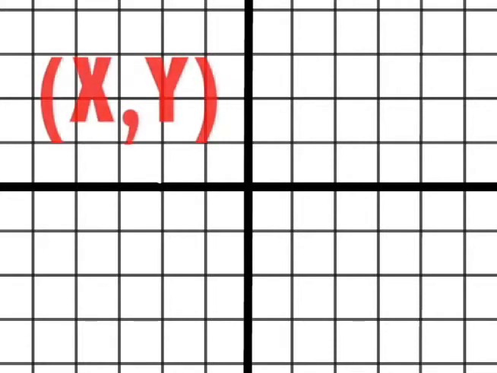Here is a graph. This is the x-axis and this is the y-axis. We are going to start by learning how to plot a point. A point is defined by a coordinate, which is expressed by x, y. The x represents the distance on the x-axis and the y represents the distance on the y-axis. Let's do a few examples.